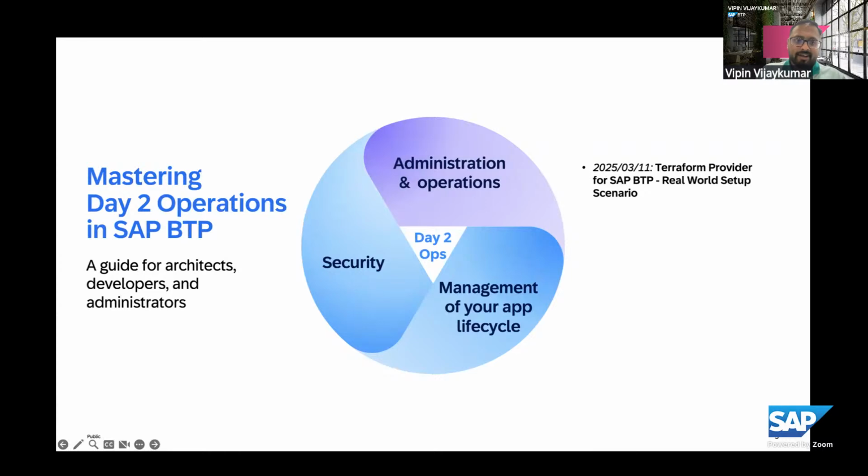The primary aspect of day two operations, you could break down into three things. The first thing is administration and operations. The second thing is managing the life cycle of your application. And the third thing is security. Today's session is primarily for architects, developers, and administrators. And we will be looking primarily from the aspect of administration.